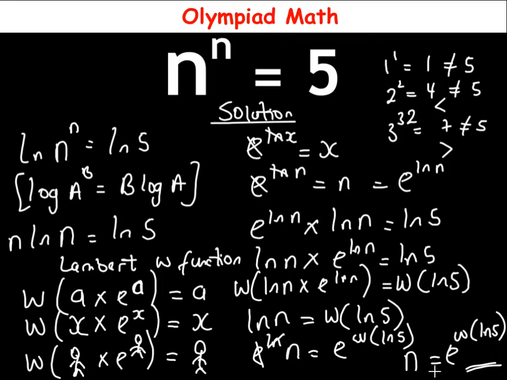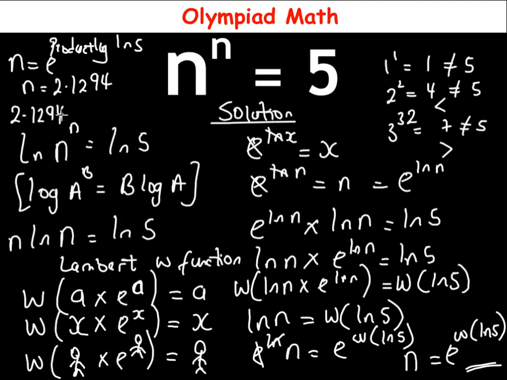At this junction, you might be confused as to why n is not a number. To get the value of n as a number, we put in n is equal to e to the power of W in the calculator. You will not see W in the calculator, you will see product log. So product log of ln 5. If you press e to the power of product log ln 5, you will get the value of n to be 2.1294. So that means that if you put 2.1294 to the power of 2.1294, you will get 5 as your final answer.